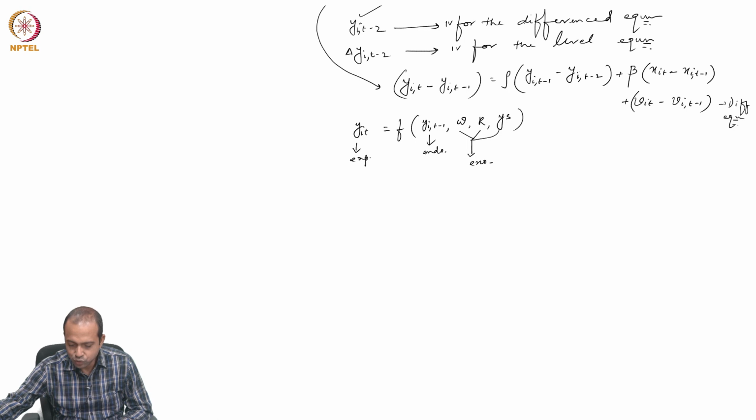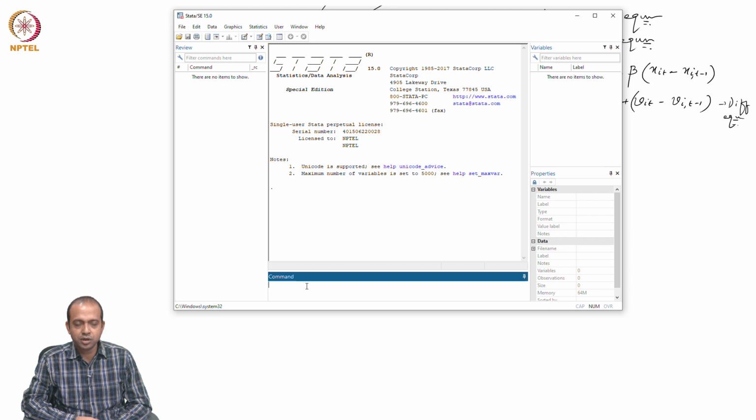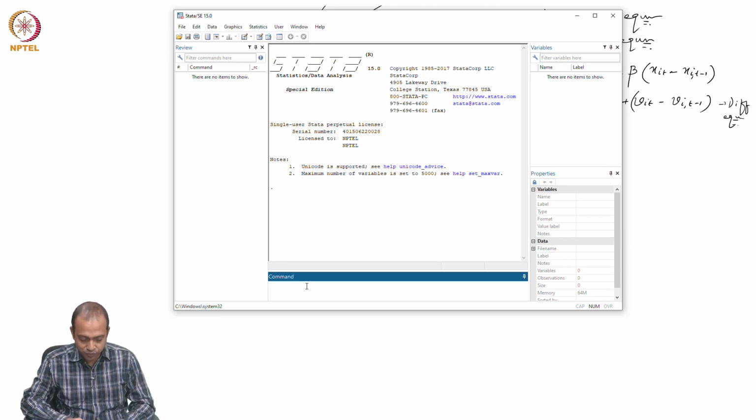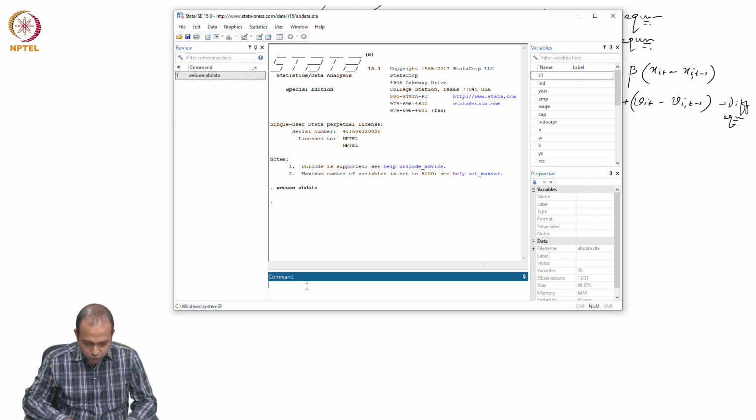So, once again we will use the same data. This is the same data that we have been using, Arellano-Bond's original data set from 140 UK firms. To access the data, as I have already mentioned, webuse abdata. First, we will estimate the model considering only y_it minus 1 as the endogenous variable.